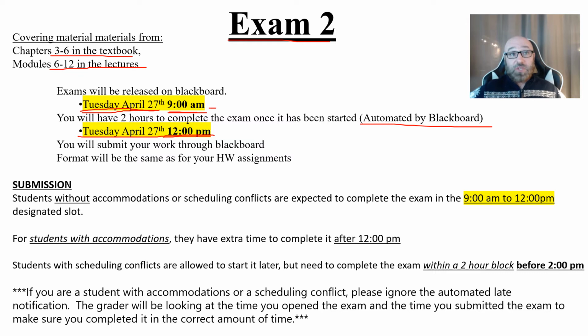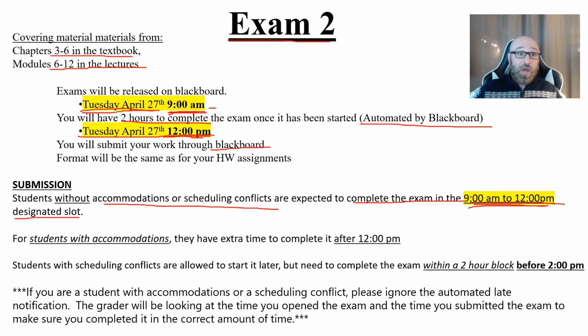So if you don't start the exam until 10 because you're coming from another class, you'll still have 2 hours, but it'll need to be done by 12 p.m. for that case. You'll submit your final work through Blackboard, and the format will be the same as you've seen on your homework and your previous exam number 1. Students without accommodations or scheduling conflicts are expected to complete the exam in that 3-hour block from 9 a.m. to 12 p.m. And again, you only have 2 hours to complete it, but there is a 3-hour block.